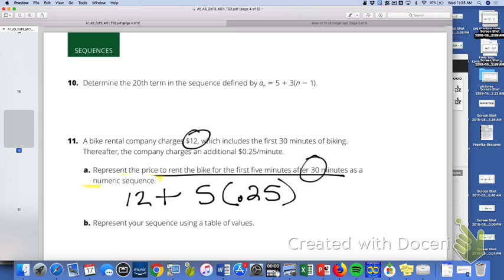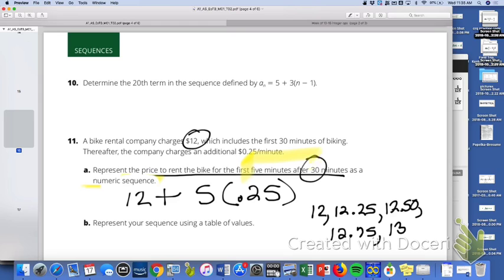It's good for you to know how to do the sequence, though, so I kind of want to leave that up there. So represent it as a sequence, and it says for the first 5 minutes afterwards. So first of all, you've got the $12 that you're going to pay. The next one, you're going to pay $12.25. Then you would pay $12.50. Then you would pay $12.75. 13.